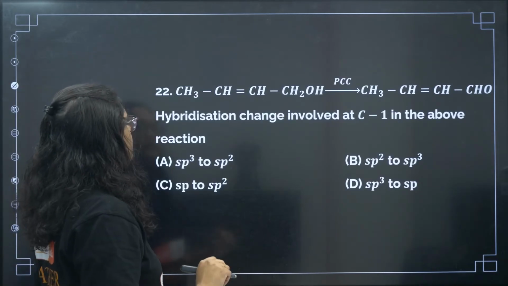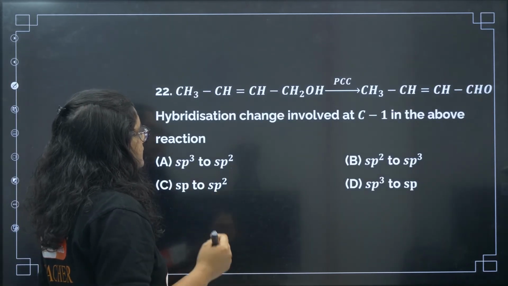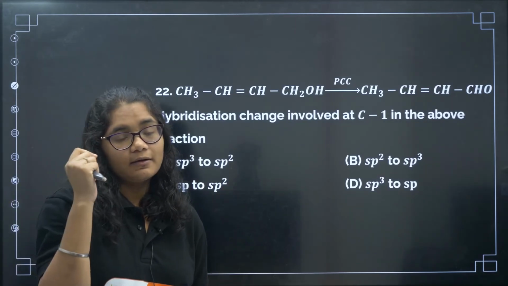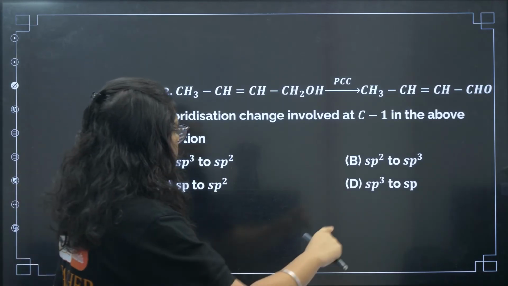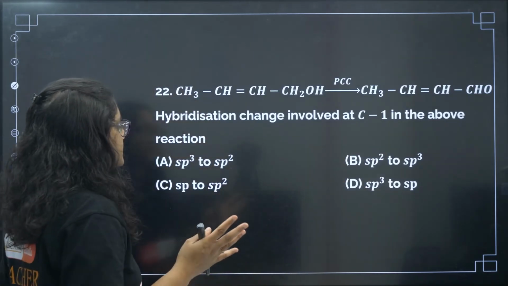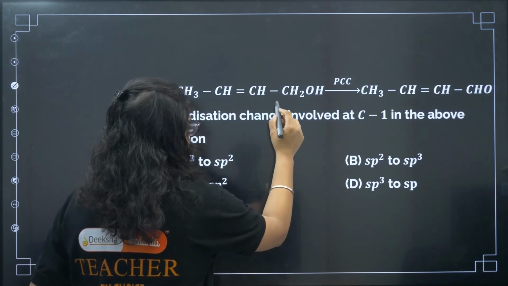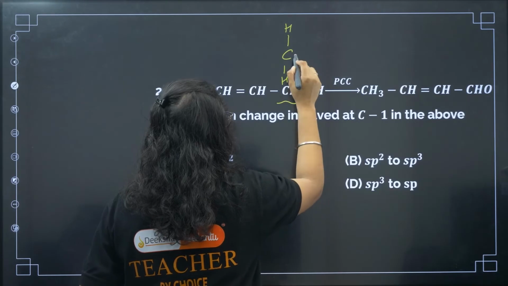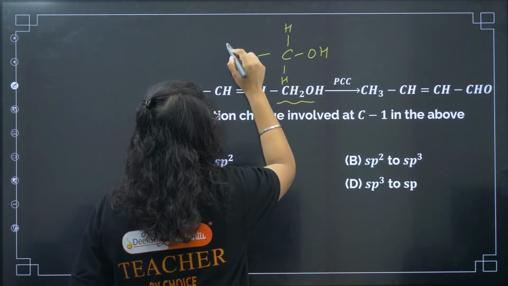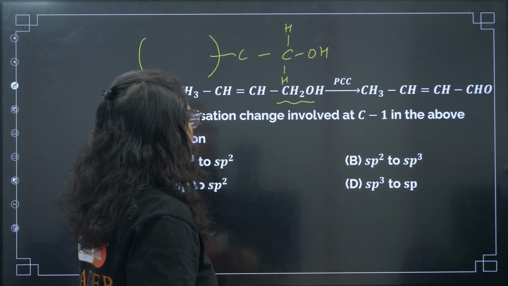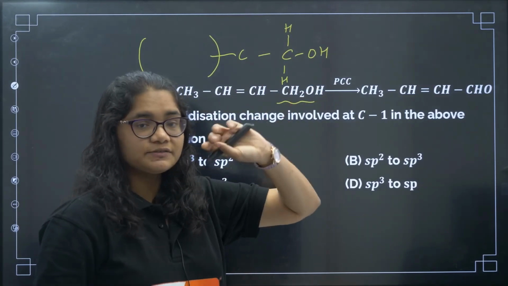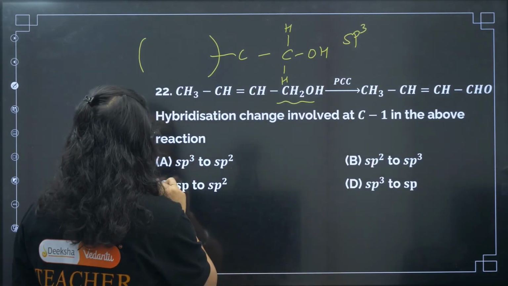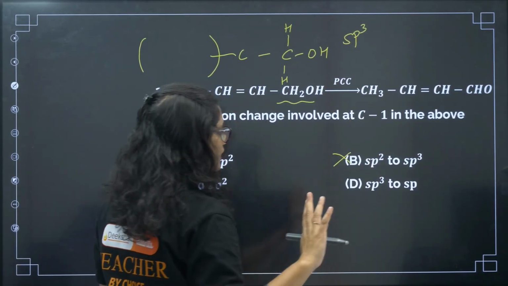Okay, now let us go to the next question. We have CH3CH=CH, so PCC is there. So what is the work of PCC? It converts primary alcohols to aldehydes, right? So they have already given you. Now hybridization changes involved in carbon 1. So what is the hybridization? So if you see here, this carbon has 2 hydrogens here, CH2OH, and this side one carbon is there, then this side this part is attached. Now you see there are 4 sigma bonds. If there are 4 sigma bonds, the hybridization will be sp3, right? So it was sp3, so we can eliminate these two options.